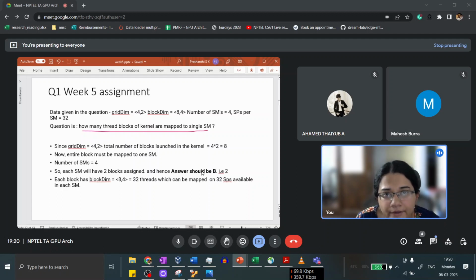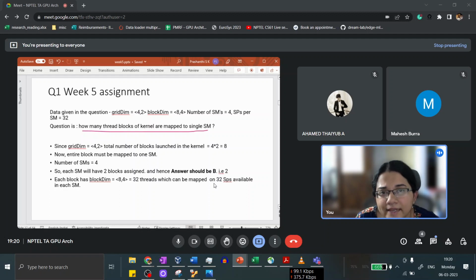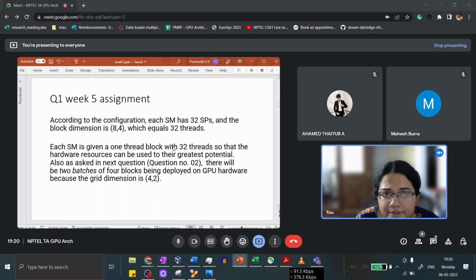In case they want you to answer the total number, they'll always mention it as in total, or for this kernel how many batches, something like that. You will see wording that implies they are asking you for the entire kernel. So that's the main reason for the confusion in this question.